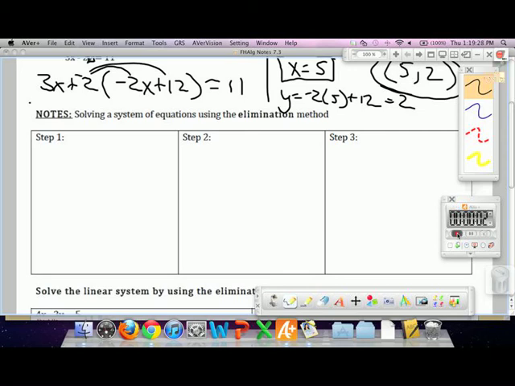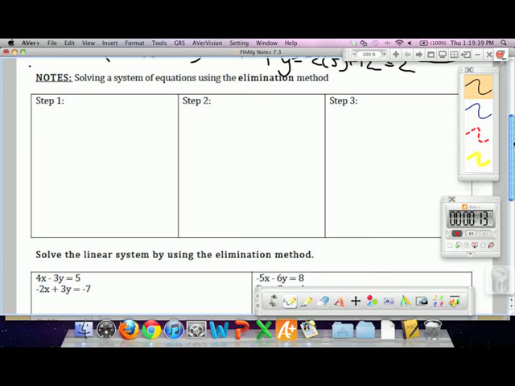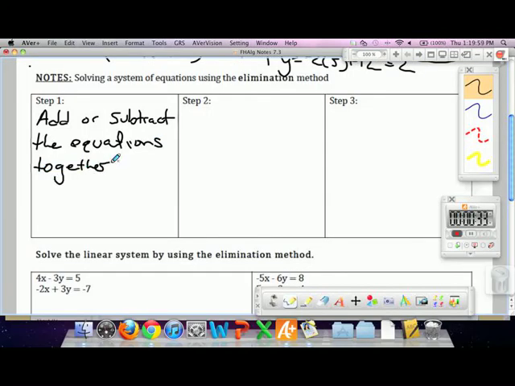The elimination method is as follows. If I want to solve a system using elimination, I'm going to do the following. I'm either going to add or subtract the equations together, so one of the variables is eliminated.